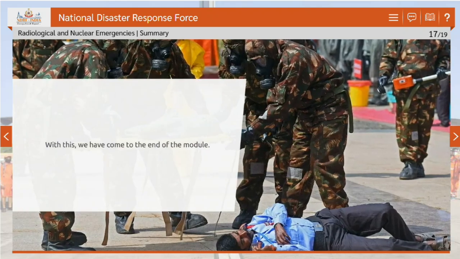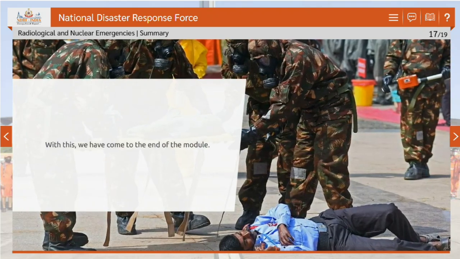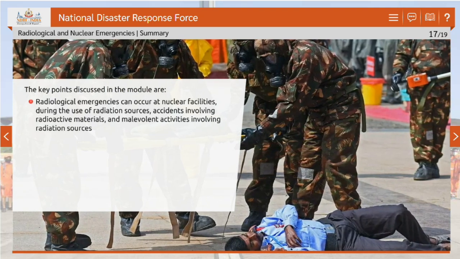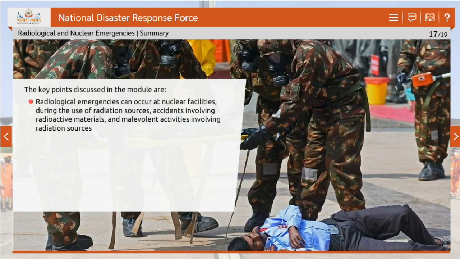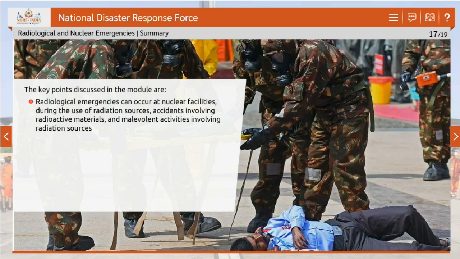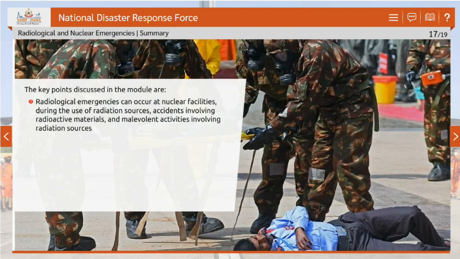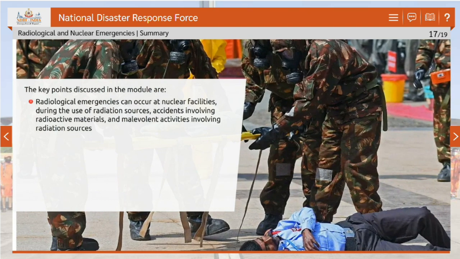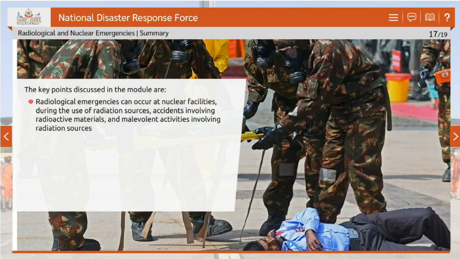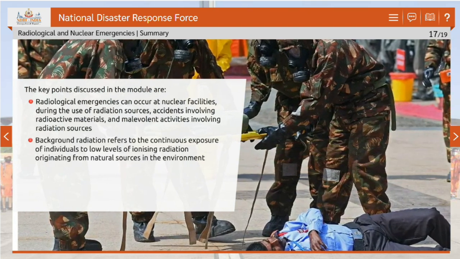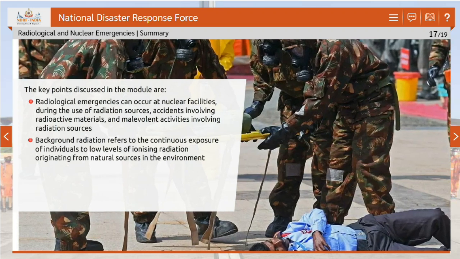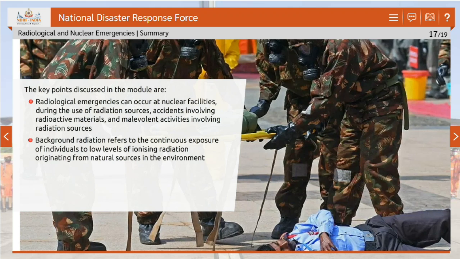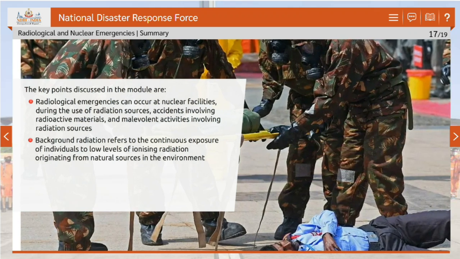With this, we have come to the end of the module. Let's recollect the key points discussed in the module. Radiological emergencies can occur at nuclear facilities, during the use of radiation sources, accidents involving radioactive materials, and malevolent activities involving radiation sources. Background radiation refers to the continuous exposure of individuals to low levels of ionizing radiation originating from natural sources in the environment.